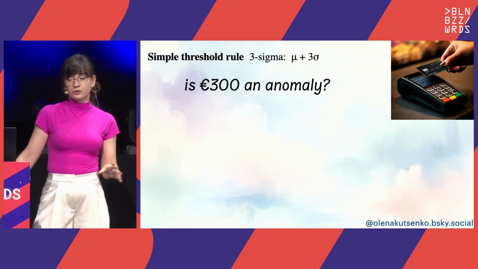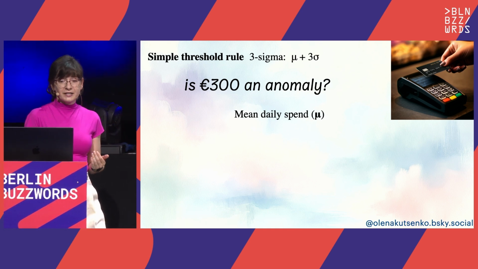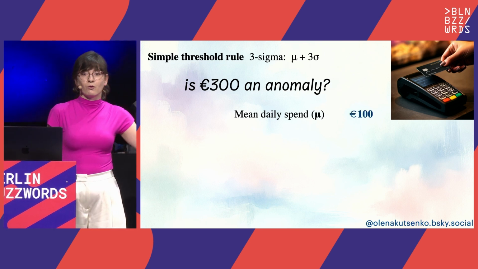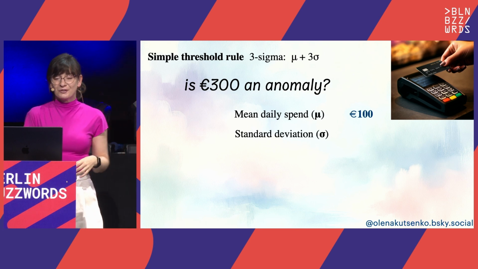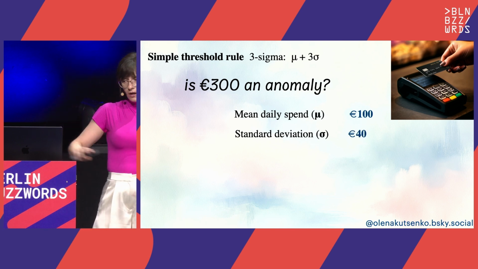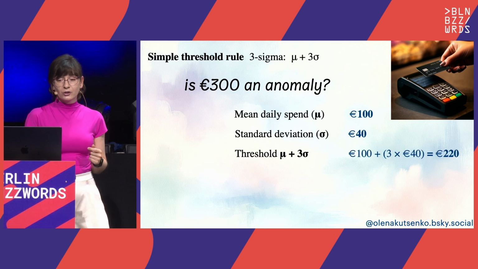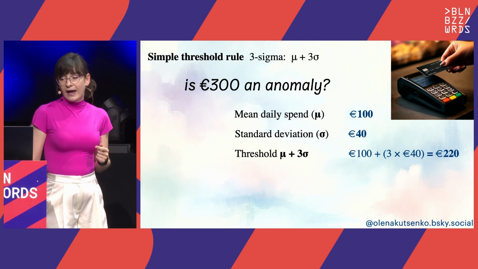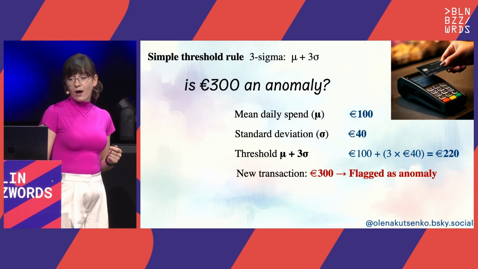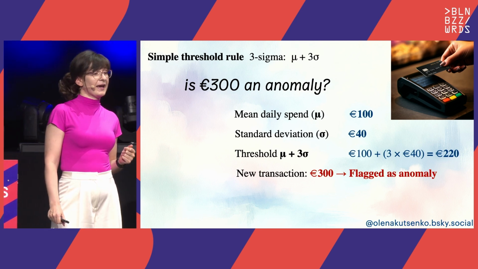I mean, it will depend on a user. And how exactly are we using this 3 sigma rule here? We are taking this mean daily spend mu. For example, it can be, okay, these numbers may be too low, but 100 euros per day for that person. Then we calculate the standard deviation for the payments by the same person, and we calculate this threshold, 3 sigma. According to this formula, it will be 220 euros per day. So our 300 euros is a higher number than that, so we can flag it as an anomaly.